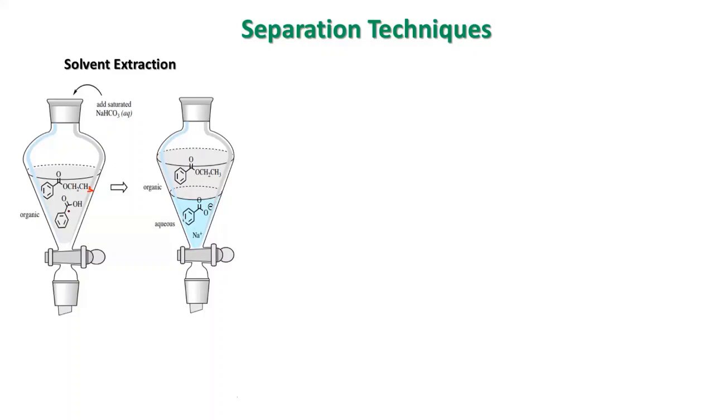Since both of them are polar, we can use a polar solvent first to dissolve them. So we can take a separating funnel, put in the mixture, and add a polar organic solvent. Say you are using dichloromethane, which is a polar solvent. You can use chloroform also, or ethyl acetate. These are different polar solvents we can utilize to dissolve both of them. So they will be dissolved.